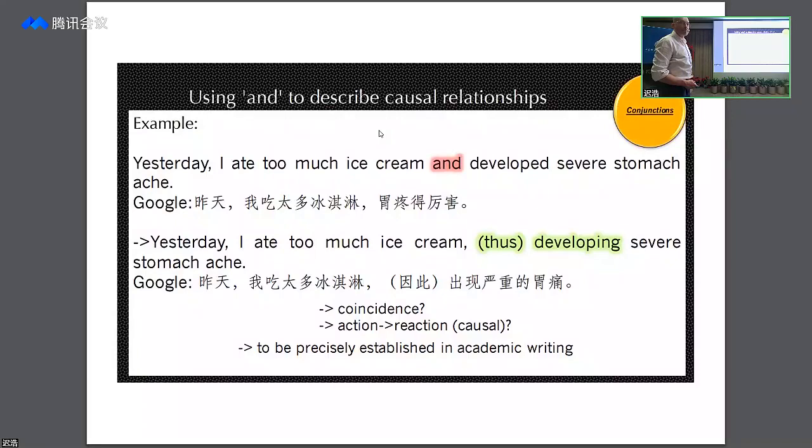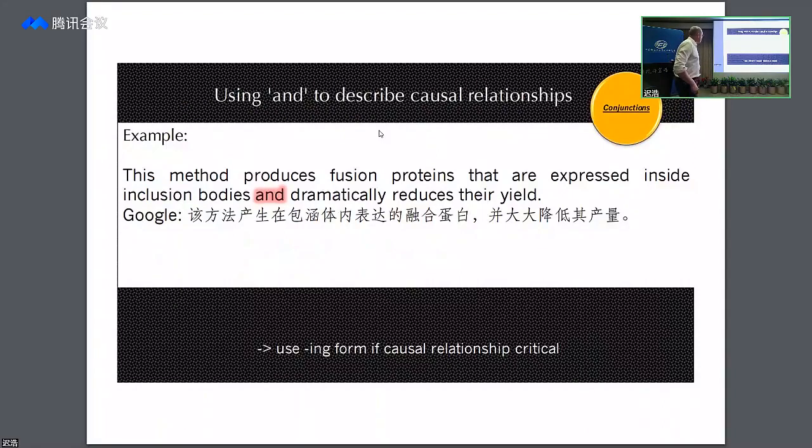Does it make sense? Yeah. Okay. So, of course, with this example, you will say, well, of course, we knew this already from the original sentence, but let me give you another example to make clear to you how confusing this can be once you move into an academic context. Have a look at this. Most of you are biologists, so you will understand this. This method produces fusion proteins that are expressed inside inclusion bodies and dramatically reduces their yield.